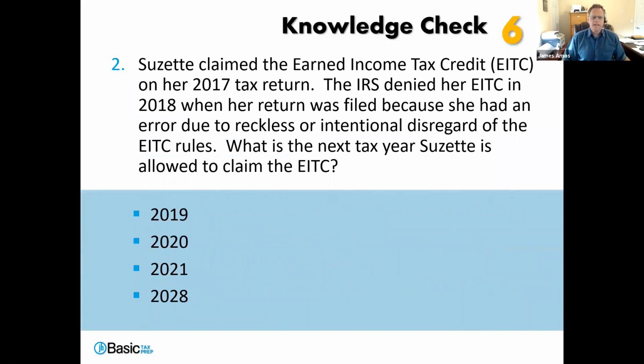All right, one more question here. Suzette claimed the EIC on her 2017 return. The IRS denied her EIC in 2018 when her return was filed because she had an error due to recklessness or intentional disregard of the rules. What is the next tax year Suzette is allowed to claim the EIC? So what's the very next year that she can claim EIC? 2019, 2020, 2021, or 2028?